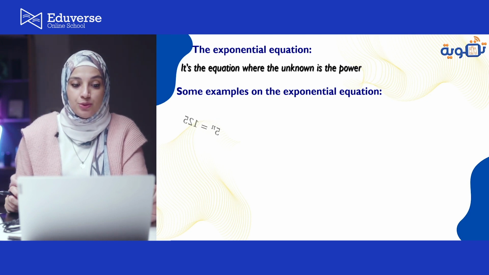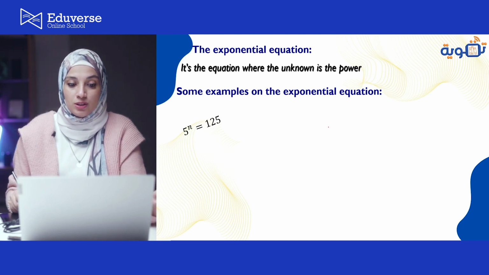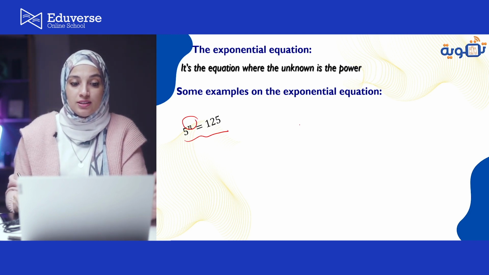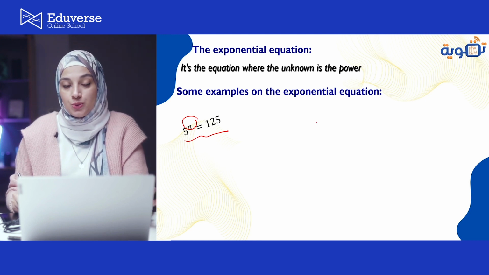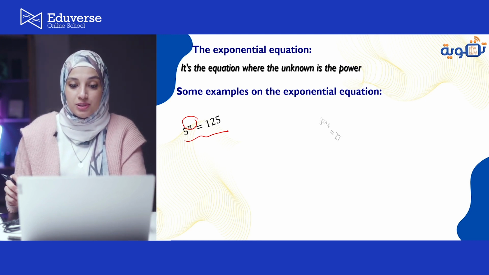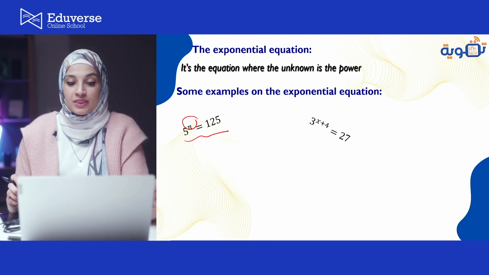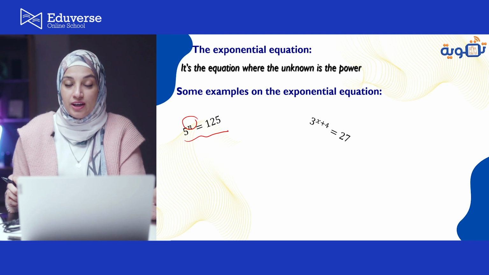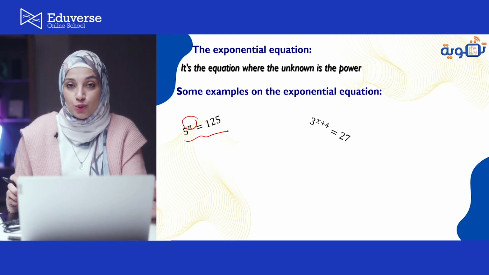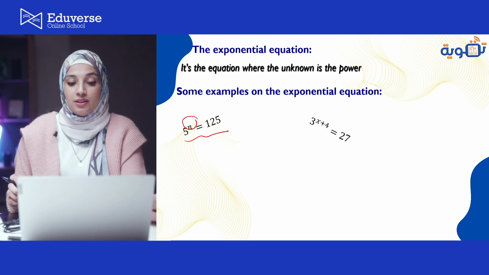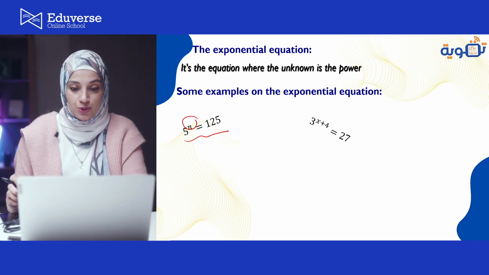For example, here you have 5 to the power n equals 125. Since the power here is n, this is the unknown in this equation, then this is called an exponential equation. Also, there is another example here like 3 to the power x plus 4 equals 27. Here we have x plus 4, all of it is the power. So x is the unknown here, then it's also called an exponential equation.